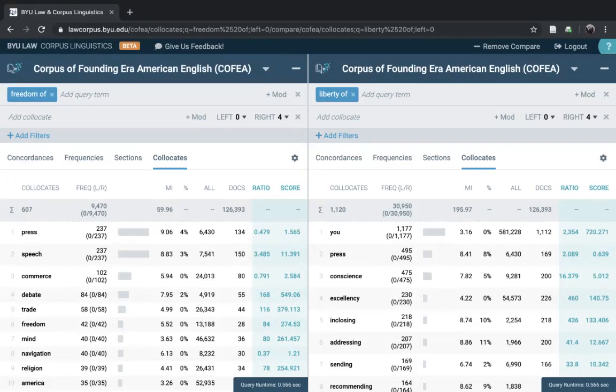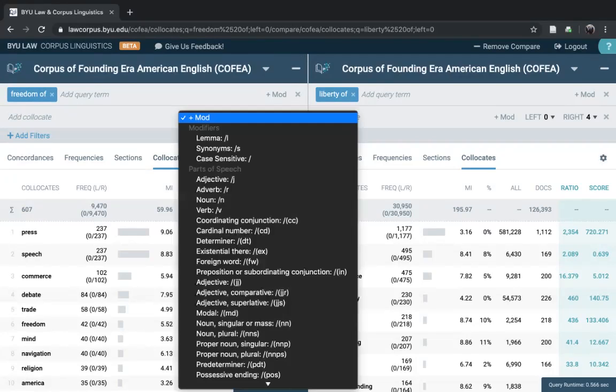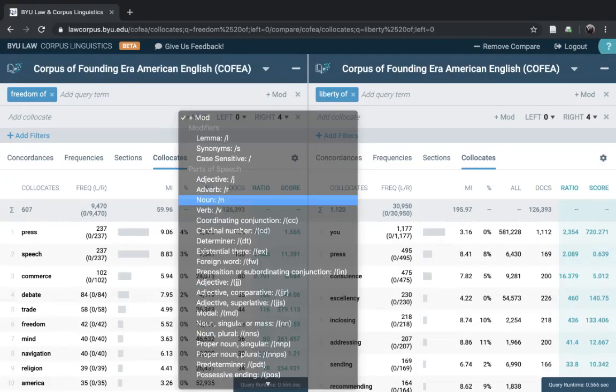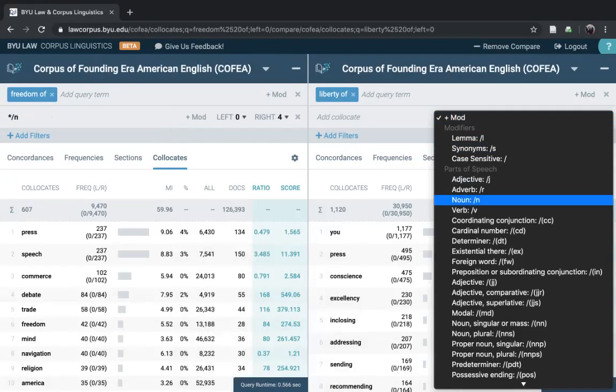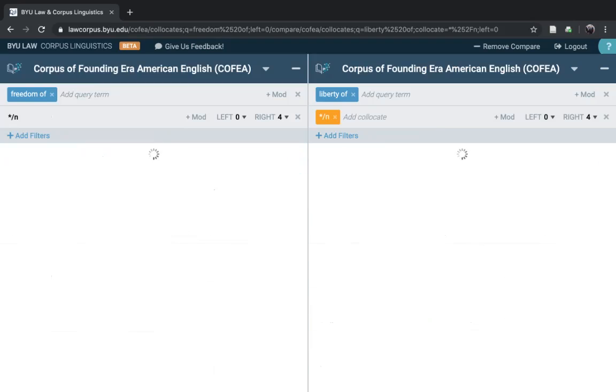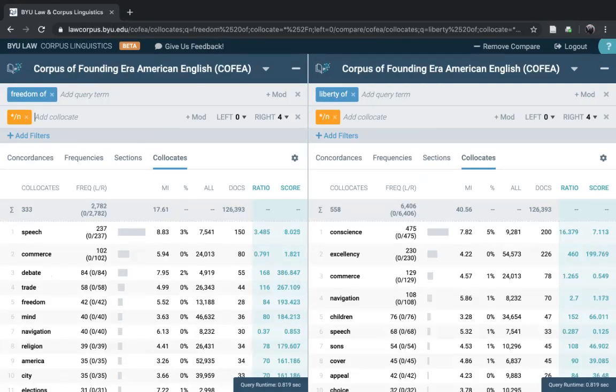Of course, you can also do this. Maybe we'll want to see just the nouns: freedom of noun compared with liberty of noun. And of course, that will change the results a bit too. Okay, so that wraps up our introduction on collocates.